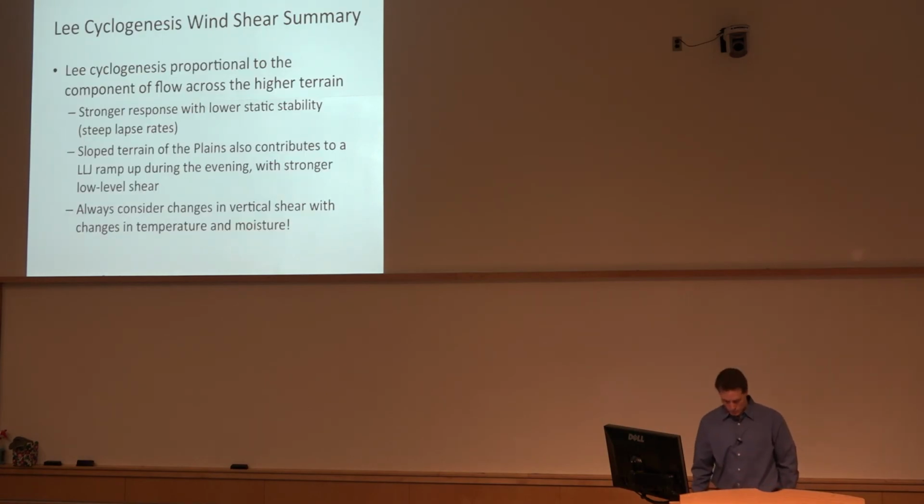Okay, so the lee cyclogenesis wind summary, you're basically looking for how much flow you can get across the high terrain. The response to the lee cyclogenesis is even stronger, and this is in the QG omega equation, where static stability is inversely proportional. Low static stability is equivalent to steep lapse rates. So if you've already got steep lapse rates, the vertical motion response is bigger. Sloped terrain can also contribute to this low-level jet response in the evening, and if you get the right changes in low-level moisture and temperature structures, you can actually create some fairly serious tornado environments even after dark, well ahead of the synoptic wave.